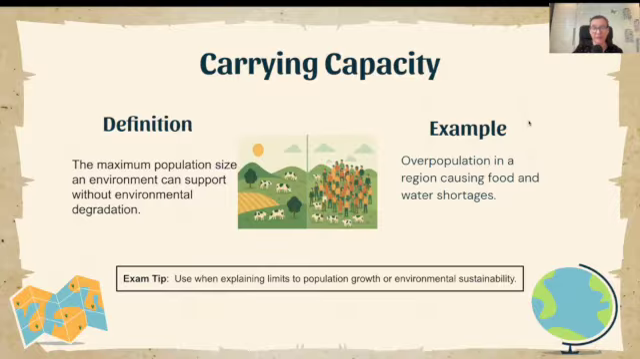Carrying capacity. The definition is the maximum population size an environment can support without environmental degradation. For example, overpopulation in a region causing food and water shortages. So you can use this when explaining limits to population growth or environmental sustainability.